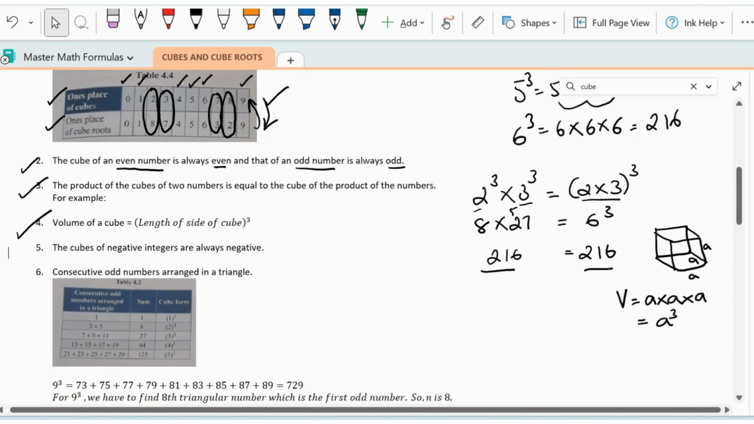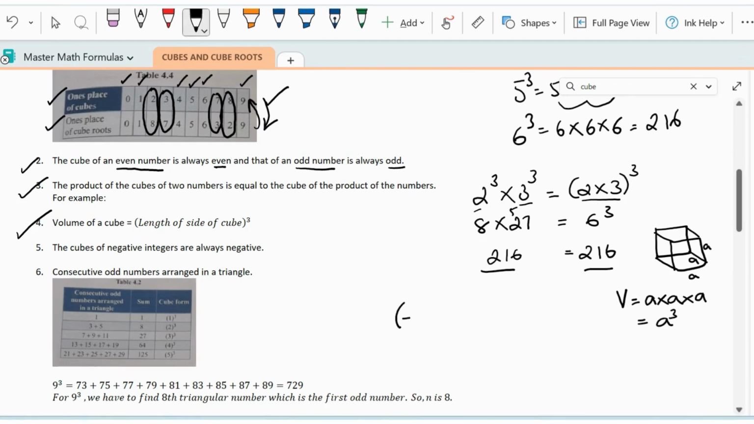Fifth point. The cubes of negative integers is always negative. Suppose I take the example of minus 2 the whole cube, which is minus 2 into minus 2 into minus 2. Minus into minus is plus, plus into minus is minus, minus 8. So the cube of a negative number is always negative.